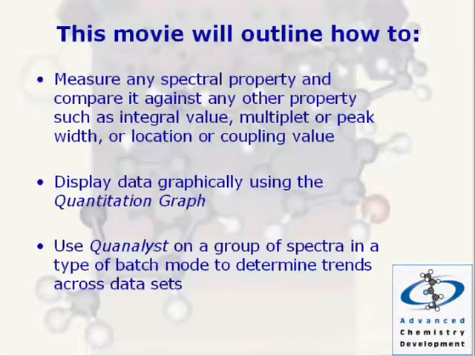This movie will outline how to measure any spectral property and compare it against any other property such as integral value, multiplet, or peak width, or location or coupling value. Display data graphically using the quantitation graph, and use Quanalyst on a group of spectra in a type of batch mode to determine trends across datasets.